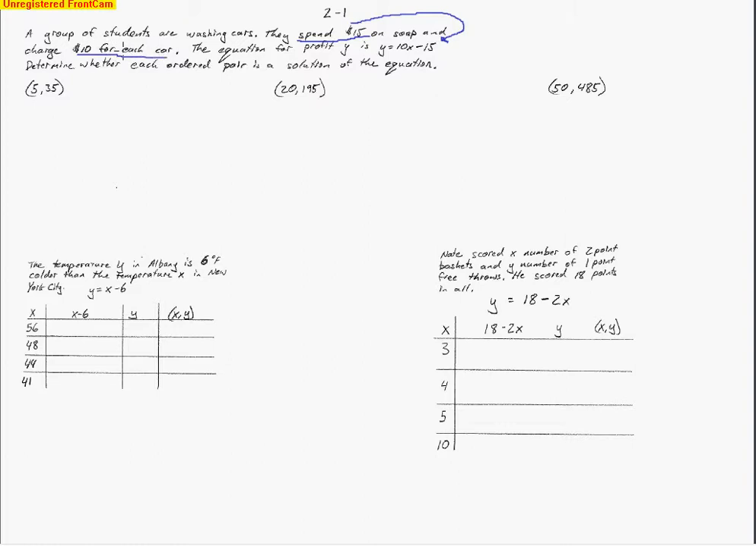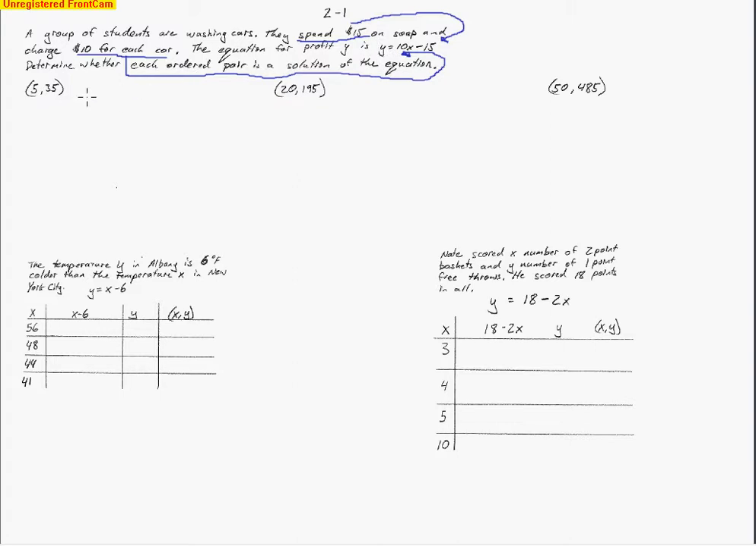For each car means that if it's 2 cars, it's going to be $20. 3 cars, it's $30. And so that's the variable amount. We don't know how many cars we're going to have, but we do know that we're going to multiply that number of cars by 10. If we look at the equation that they gave us, the 10 times x is where we are multiplying the $10 for each car. And y represents the total cost.